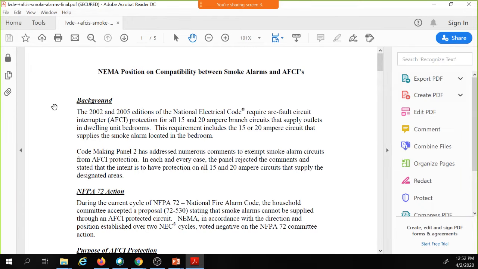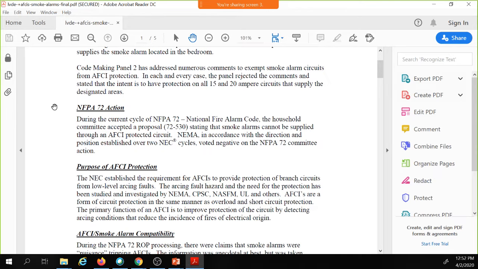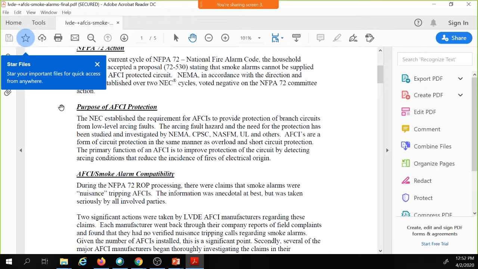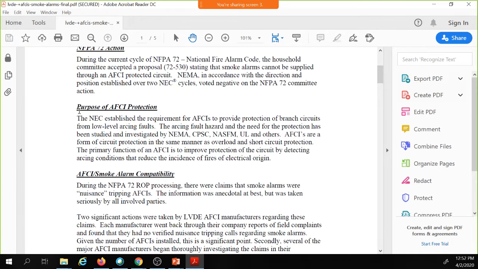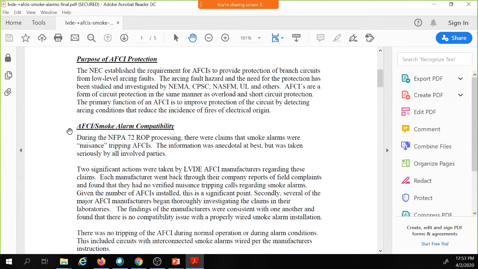So it gives you a little bit of the background. It talks about the NEMA position on compatibility between smoke alarms and AFCIs. Again, they talk about NFPA 72, what the purpose of AFCI protection is there. And there were cases where fires occurred in residential homes on the smoke alarm circuit. That circuit is dedicated to bringing awareness of a fire, but it doesn't mean that those conductors aren't susceptible to that.